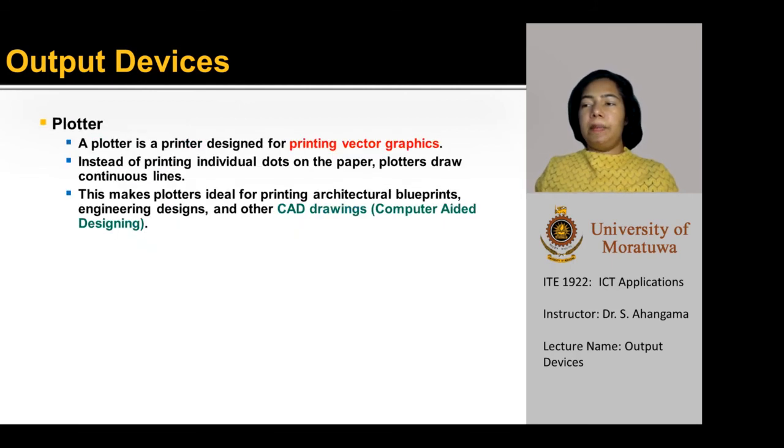A plotter is a printer designed for printing vector graphics. Instead of printing individual dots on the paper, plotters draw continuous lines. This makes plotters ideal for printing architectural blueprints, engineering designs, and other CAD drawings.